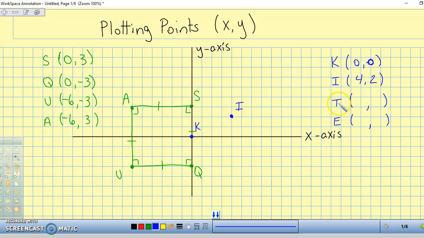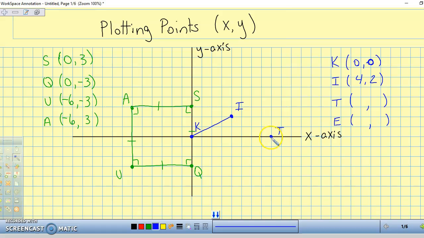Okay, T. Again, if we want it to be a kite, here's the first side of the kite. So the T is going to be over here somewhere. And remember that directly under this vertex is going to be the other diagonal. But these are going to be equidistant. So if I went 4, I'm going to have to go 4 more: 1, 2, 3, 4 to get T.